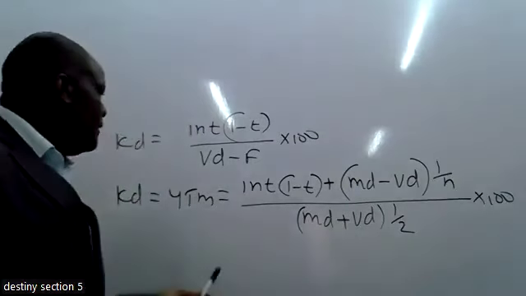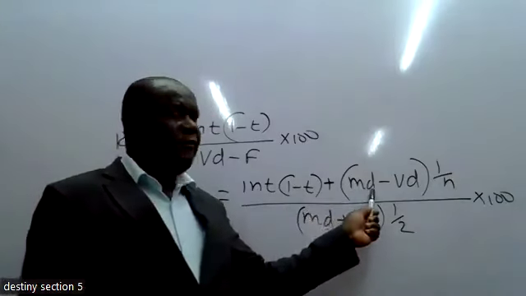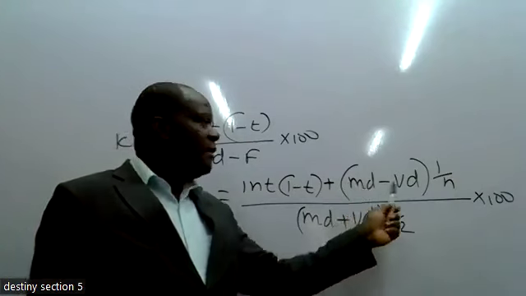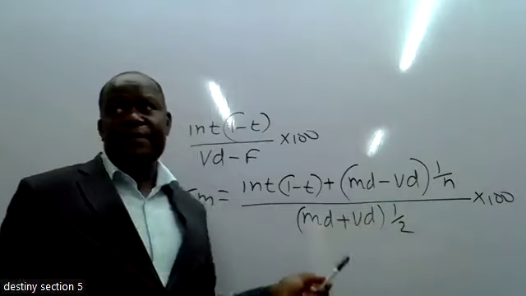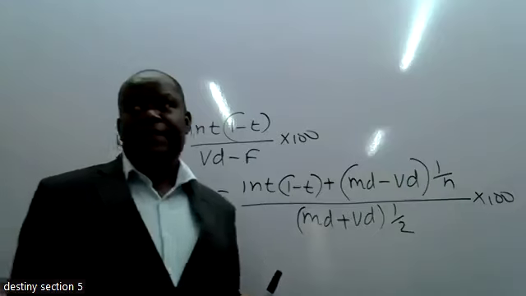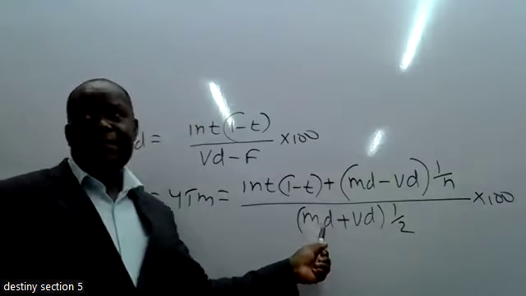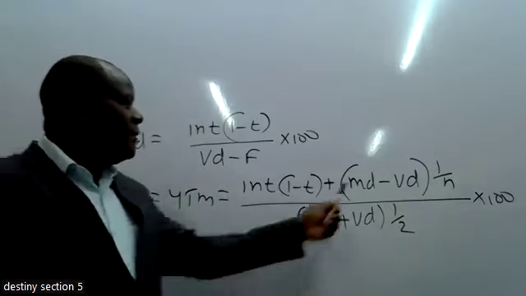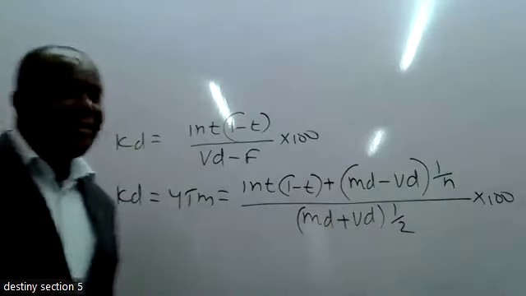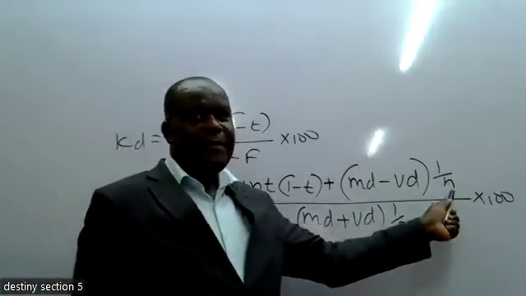So this one I said is interest. This one is the maturity value. This is the current value. Then N is the maturity period. Maturity value. The same here. Still the same. So interest, and N is the maturity period.